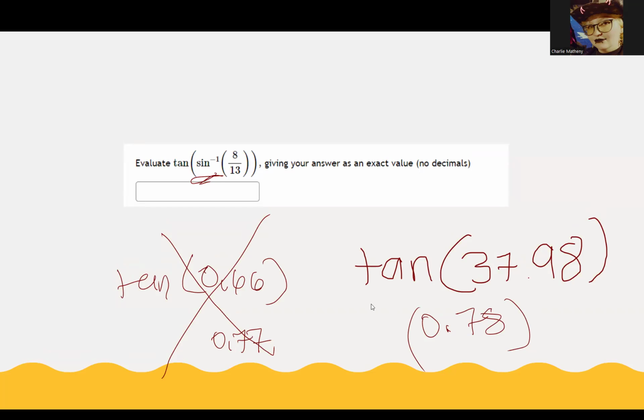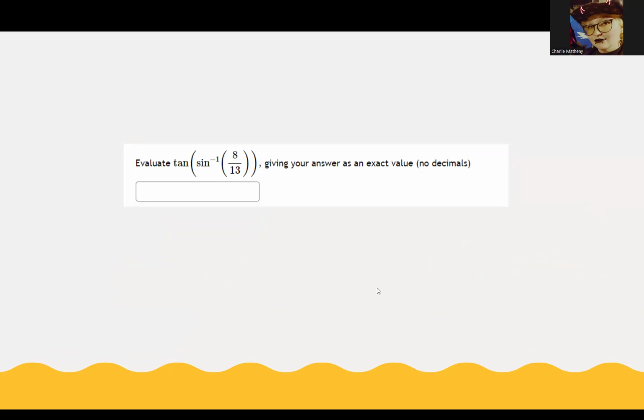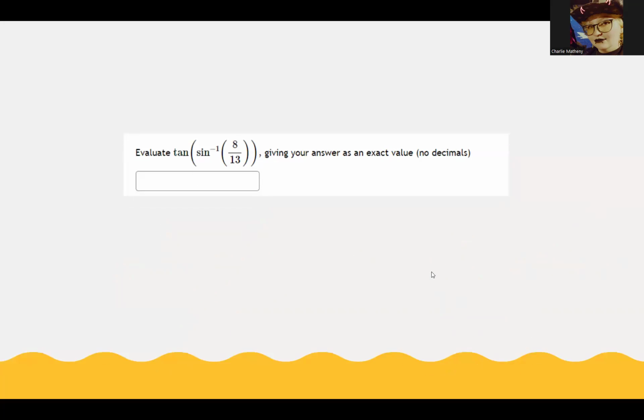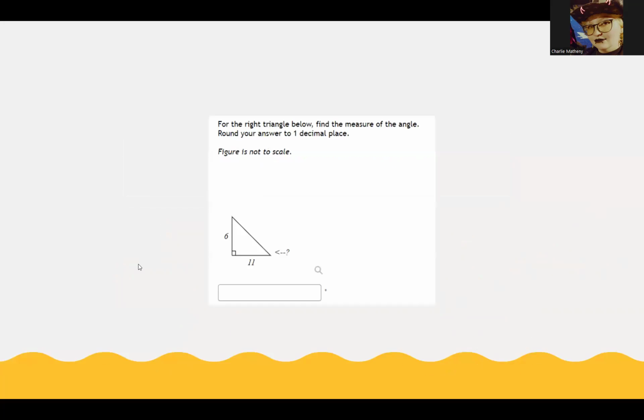And we're going to go on a problem that actually would look very similar. But this one actually has some drawings involved. So this is example 2. For the right triangle below, find the measure of the angle. So you know that you have some sides.